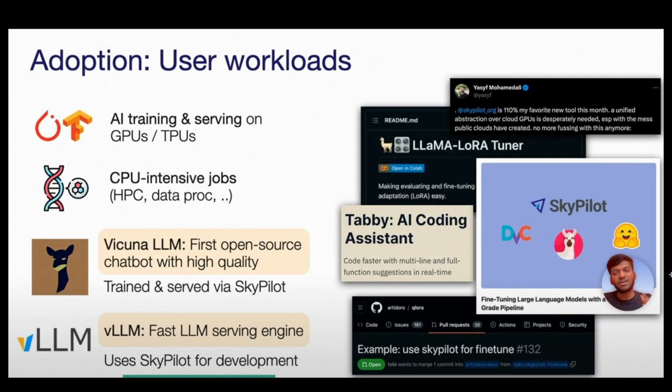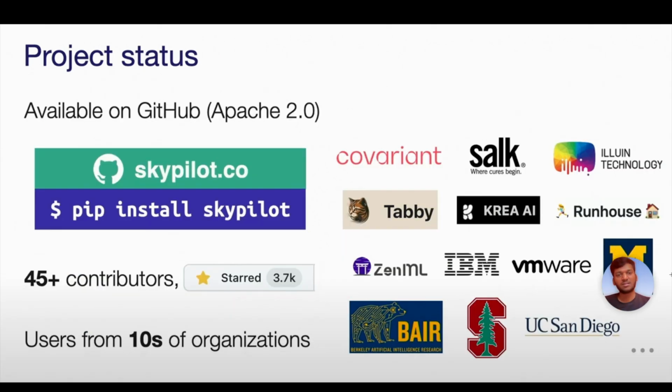Next comes vLLM. They are the most famous and standard LLM serving engine as far as I know, even now. They are also using SkyPilot as one of their serving methods. So these give so many contributors and value add to this project. These are the people who support the project. There are 40 plus contributors and 3.5k GitHub stars. Users from 10 different orgs are contributing to this.